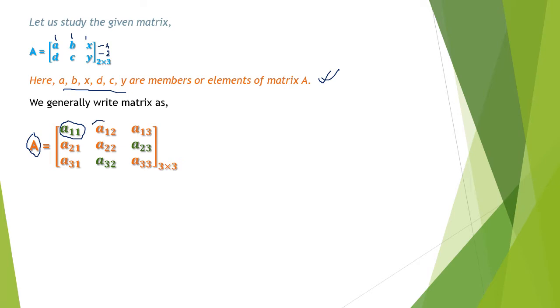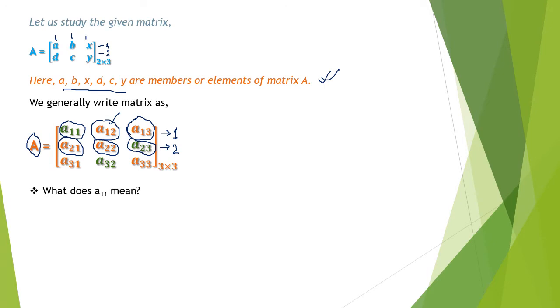And what does a12 mean? It is first row and second column. Throughout it will be first row, and here first row and third column. The column changes, but the row is constant. This is the first row. So here this is the second row. You can see the elements will be a21, that is second row, first column; a22, second row, second column; a23, second row, third column. So in this way, we can understand it's a general way of representing a matrix.